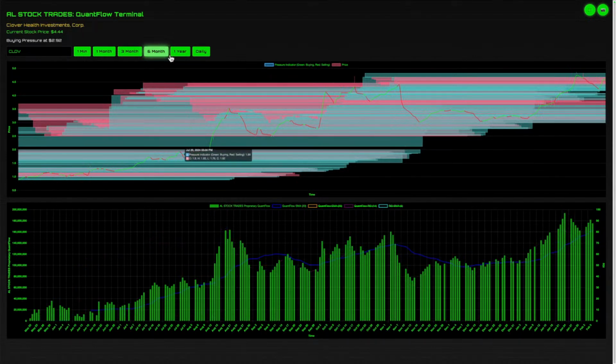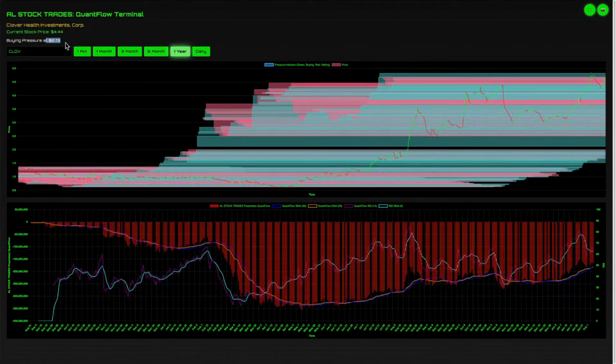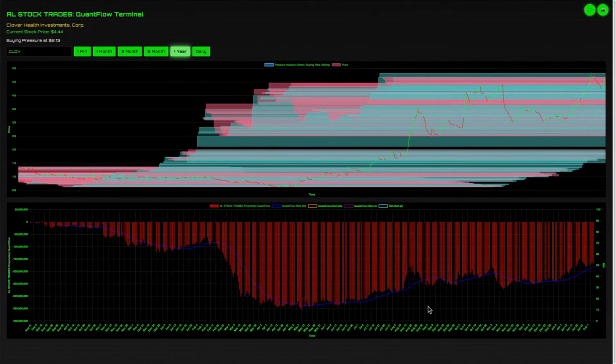Right? And then you could do the 1 year, and again, these buying pressures show you the buying pressures, and you could see this is the proprietary quant fund here, and you could see what's going on with this because there was a heavy negative selling pressure here, and that was when it was 60 cents, 63 cents right there, as you can see, right?